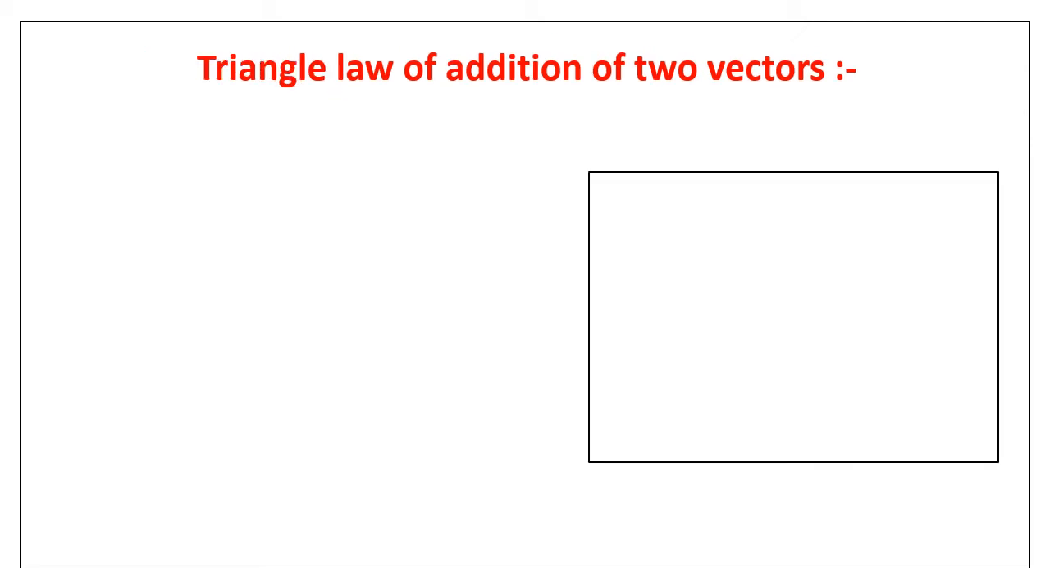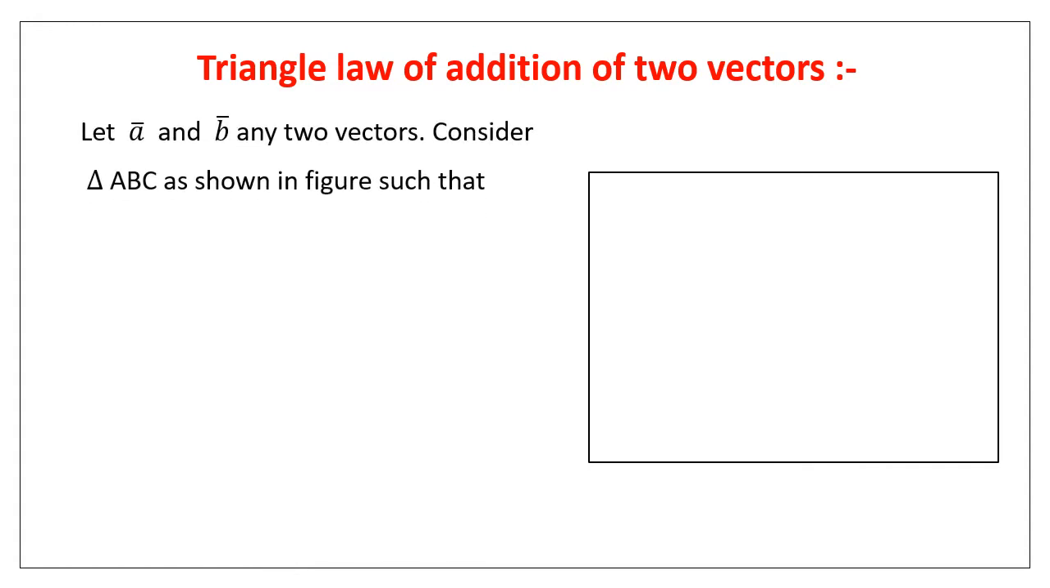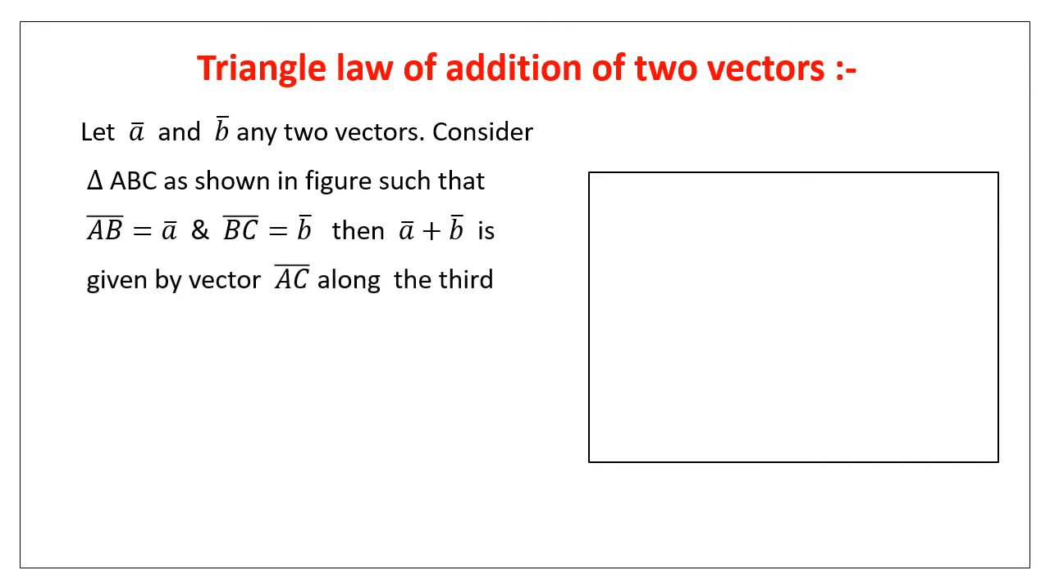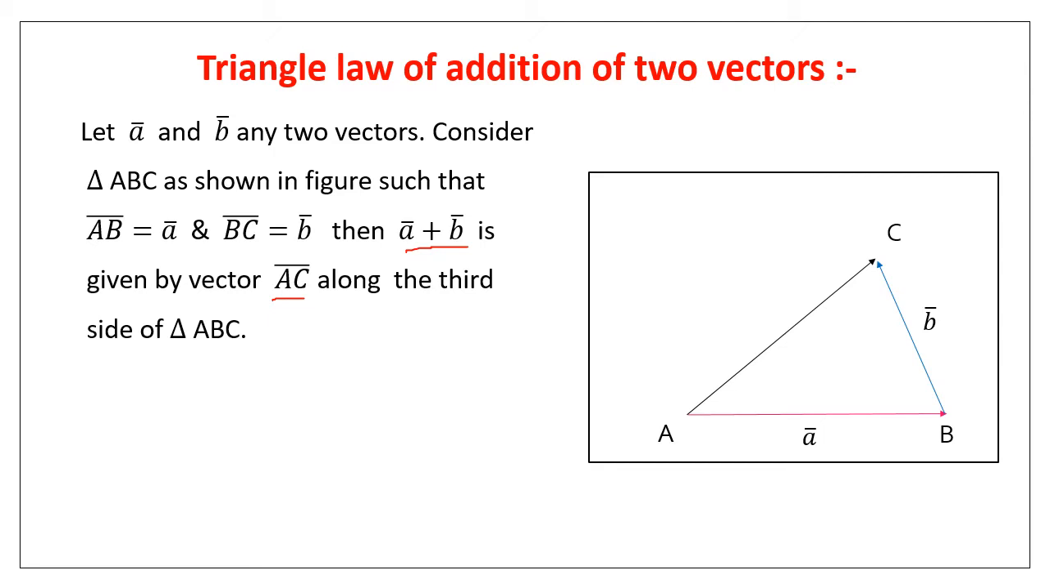Triangle law of addition of two vectors. Let a bar and b bar be any two vectors. Consider triangle ABC as shown in the figure such that AB bar equals a bar and BC bar equals b bar. Then a bar plus b bar is given by vector AC bar along the third side of triangle ABC. See the diagram, students, I have drawn a bar vector and b bar vector, that is AB bar equals a bar and BC bar equals b bar.